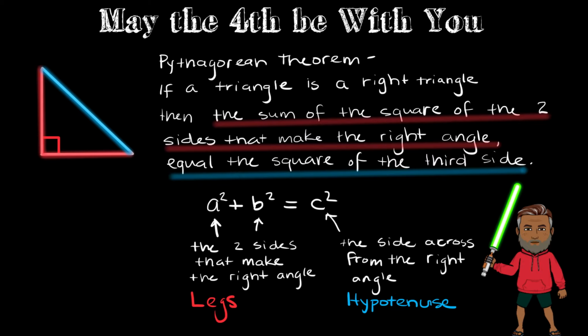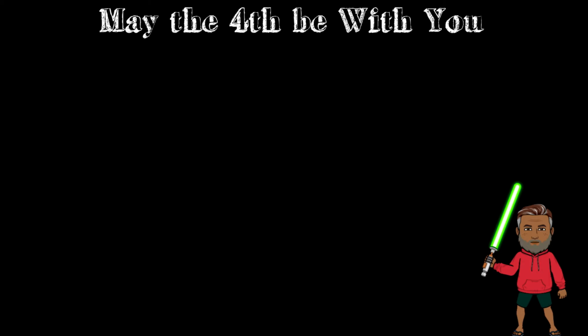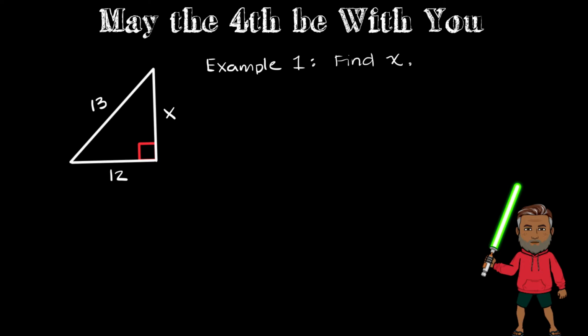All right, so we're going to take this and apply it. Let's take a look at our first example. The most important thing is not just to be able to read this, but to actually use it. In example number 1, we have a right triangle where one side is 13, one side is 12, and one side is unknown, x. Our job is to find out what x is.